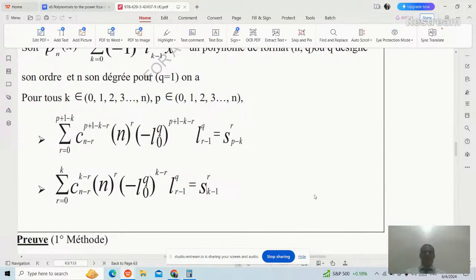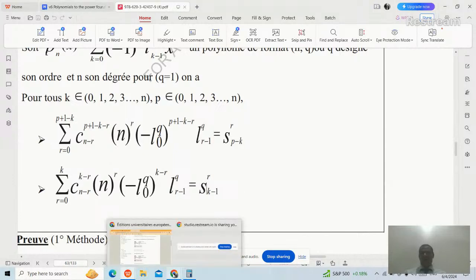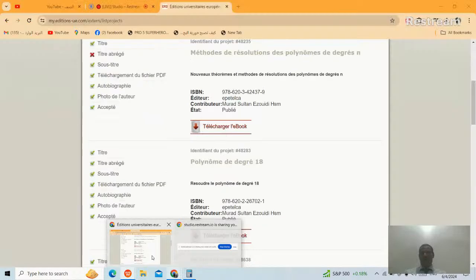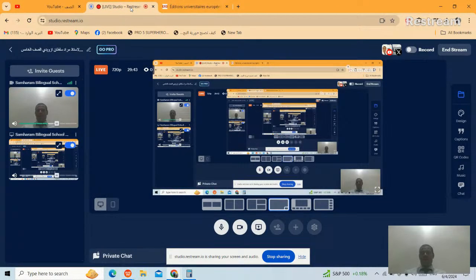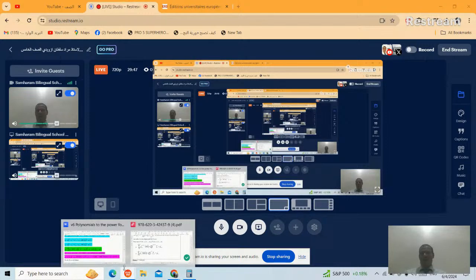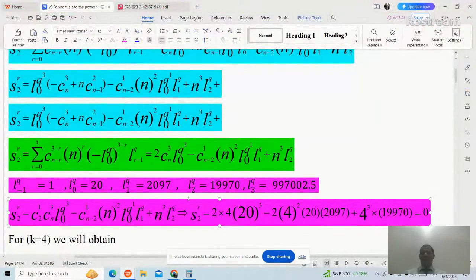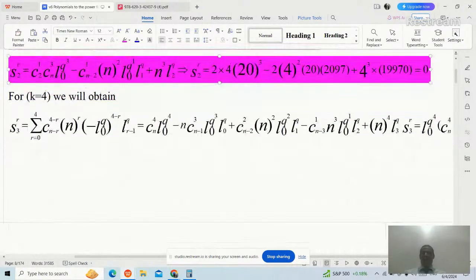So I will now go back to this one to continue, learners. Okay, now we continue. We use this formula of Mourad Sultan Ezouidi. We obtain the value of S2 is equal to 0. Therefore, learners, here we should now find the value of S3.